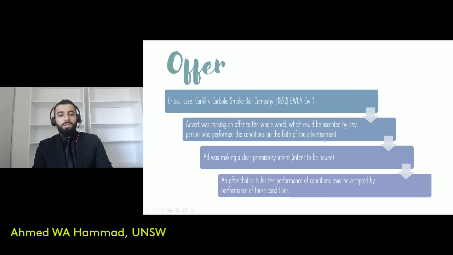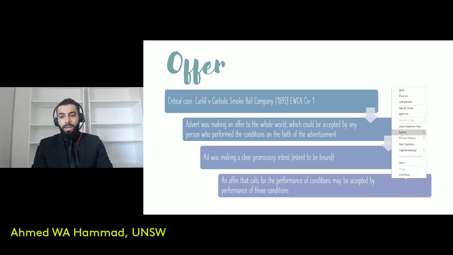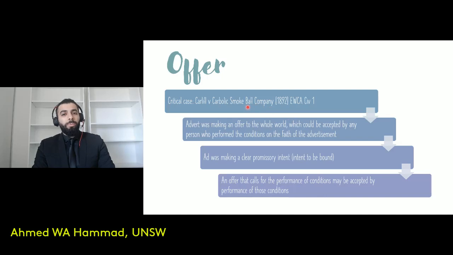A critical case when it comes to studying the main principles of a valid offer is this case that you see in front of you. And that's Carlill and Carbolic Smoke Ball Company. That's a pretty old English case, 1892. It's an important case because it refers to two main things. Number one, what constitutes an offer, and number two, it focuses specifically on unilateral offers. So unilateral offers are offers that are made to the whole world rather than bilateral offers where it's between two parties.